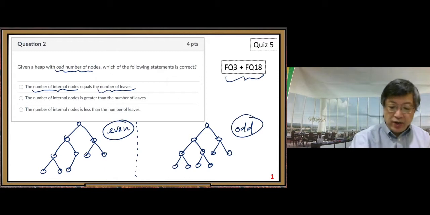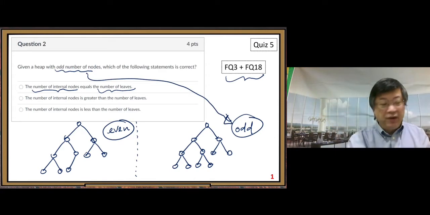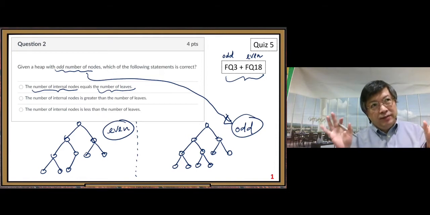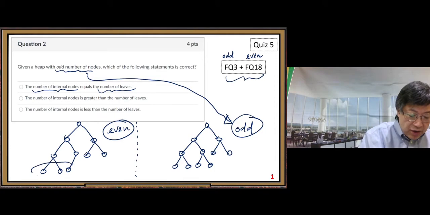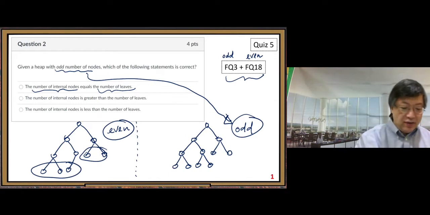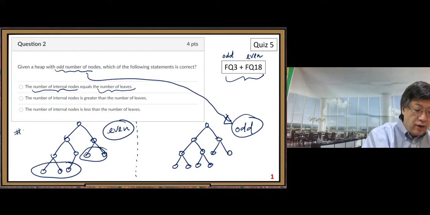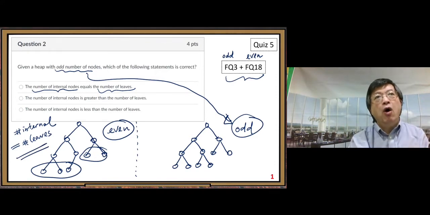So in this question, we are talking about the number of nodes, right? Now you go back to our final, these 2 questions. The first one, FQ3, is the odd case. FQ18 is the even case. Quite basic here. For the even case, you can see the number of leaves, these are the leaves. Then the remaining are internal nodes, right? So for the even case, the number of internal non-leaf nodes equals the number of leaves. This equation is always true for the even case.